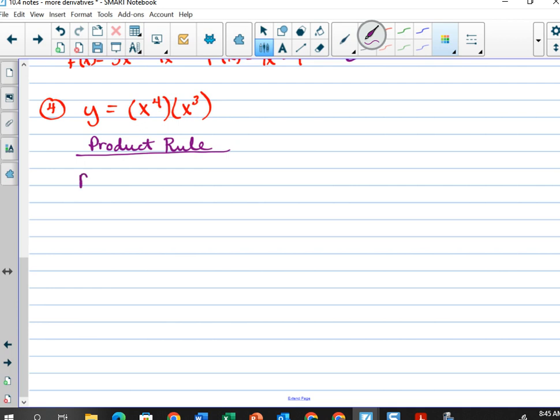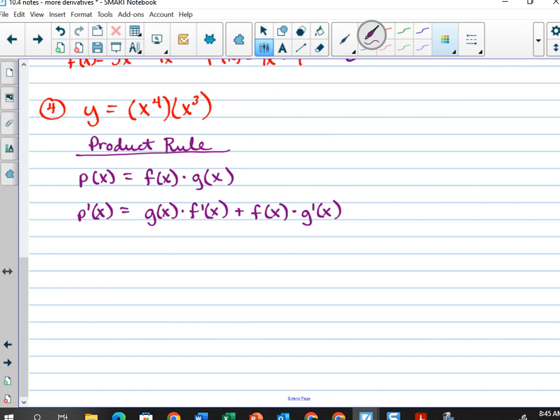This time P of x is equal to f of x times g of x. Function times function. The derivative is g of x times f prime of x plus f of x times g prime of x. So it's really just each individual one times the derivative of the other, plus vice versa.